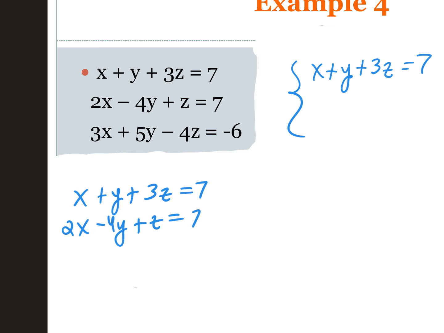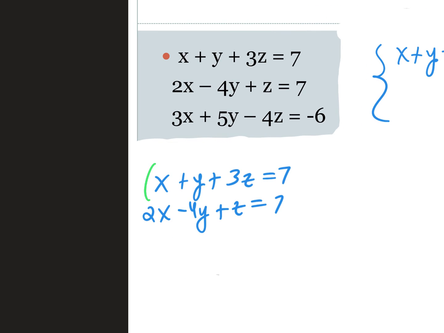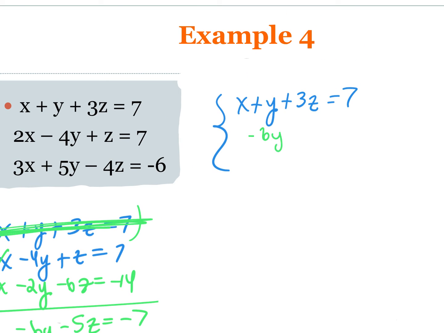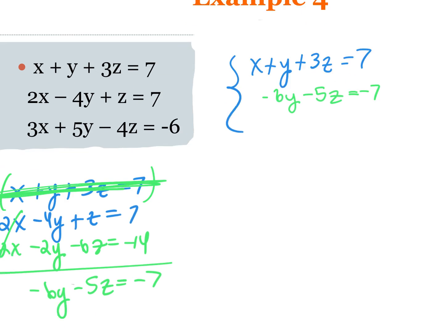What am I going to multiply the top by? So my x's will cancel out. -2. Agreed. All the way through. So I have -2x minus 2y minus 6z equals -14. x's cancel. What's -4, -2? -6y, okay. 1 minus 6 is -5z equals -7. Okay. So -6y minus 5z equals -7.